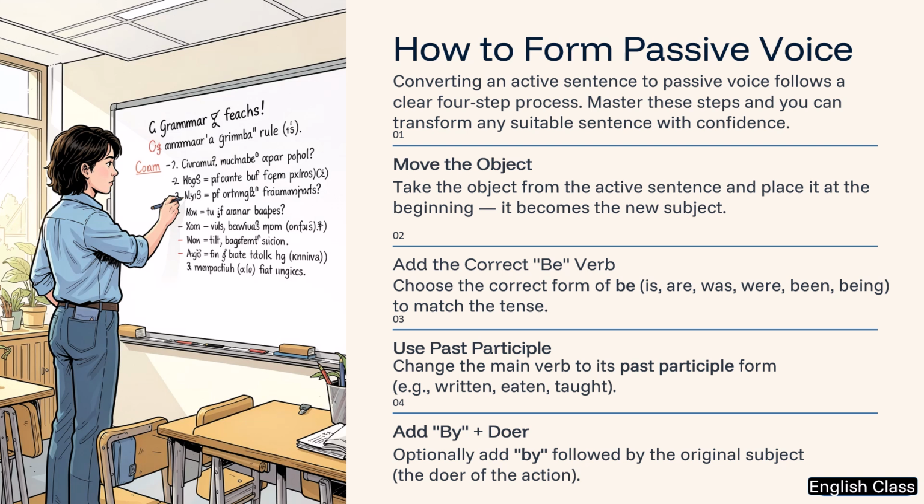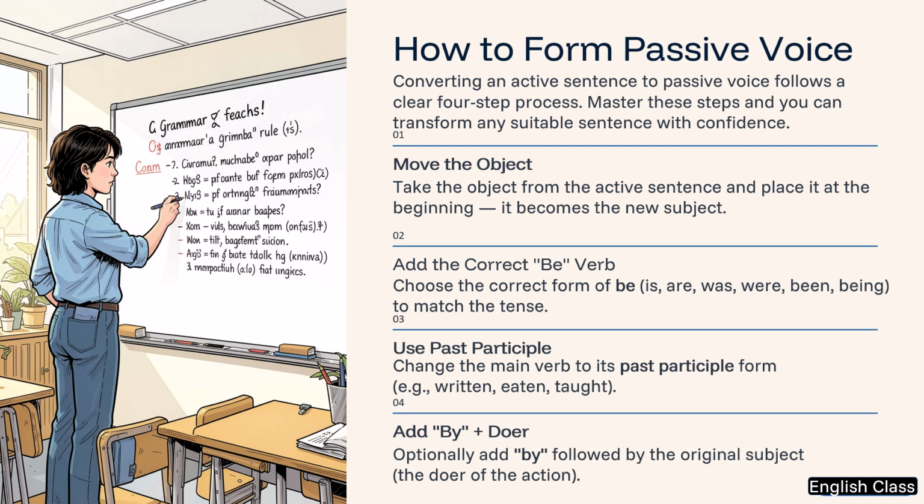Number two, add the correct be verb. Choose the correct form of be. That is, you have is, are, was, were, been, to match the tense. Number three, use the past participle. Change the main verb to its past participle form, for example written, eaten, taught. Number four, add by plus doer. Optionally, add by followed by the original subject, the doer of the action.